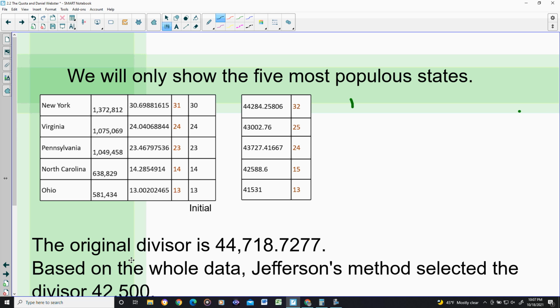But take a look what happens. Based on the whole data, Jefferson's method selected the divisor 42,500, a bit lower than the 44,000 we knew about. But look what happens. New York hits a breakpoint of 32. Wait a second, their initial was 30. How did they suddenly end up with 32? Well, that's really weird. Why would any state need to get more than one extra seat?